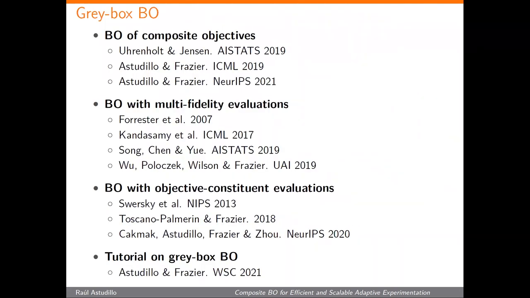And this idea of leveraging additional information within Bayesian optimization is broadly known in the literature as gray box Bayesian optimization. And work in this area can be broadly categorized into three research lines, which are Bayesian optimization of composite objective functions, Bayesian optimization with multi-fidelity evaluations, and Bayesian optimization with objective constituent evaluations. In this talk, I'm going to focus on the first category, Bayesian optimization of composite functions. And in particular, I'm going to be focusing on these two papers from ICML 2019 and NeurIPS 2021.